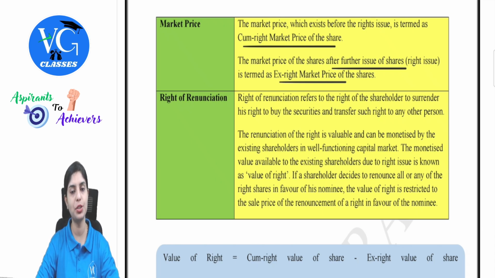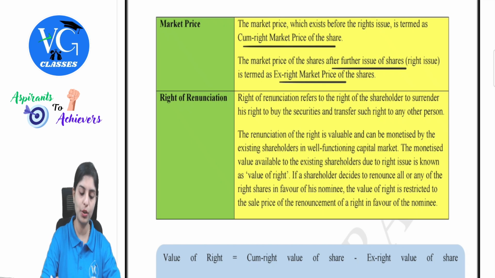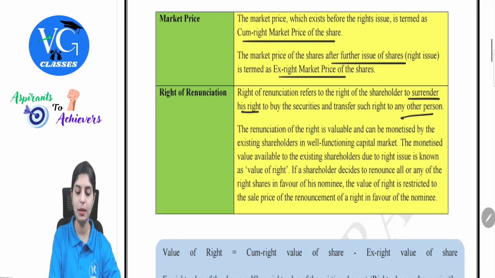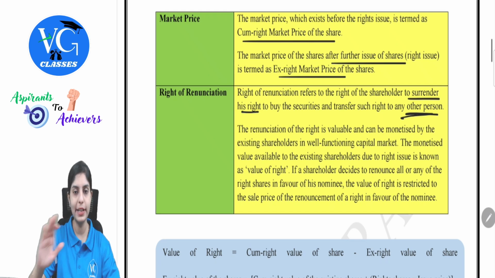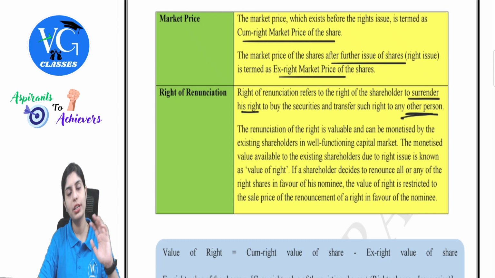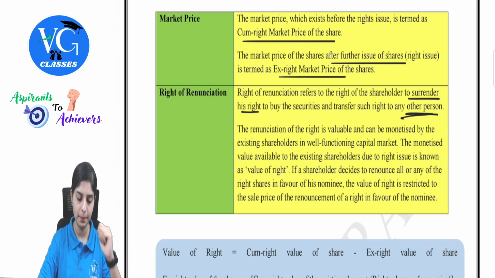Next, right of renunciation is nothing but right of passing out. What does it mean? Right of renunciation refers to the right of the shareholder to surrender his right to buy the securities and transfer such right to any other person. So here there is no condition that he should also be another shareholder of the company. It can be transferred to any other person. The renunciation of the right is valuable and can be monetized by the existing shareholders in a well-functioning capital market.